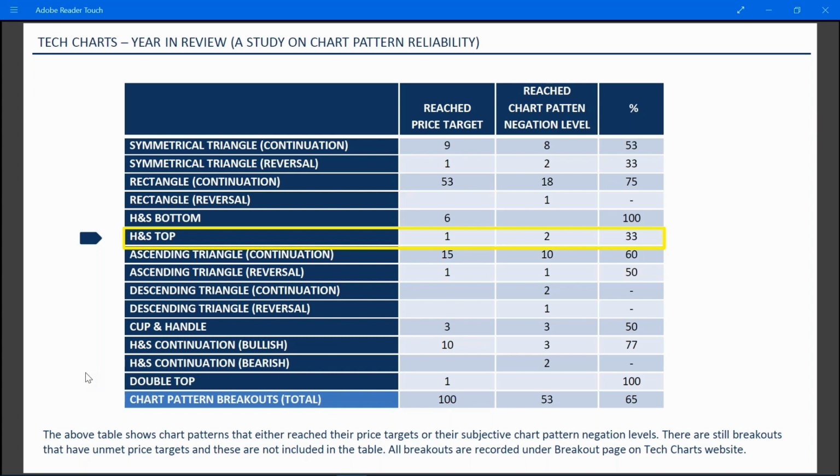But compare this with the rectangle. Obviously, the numbers are much more with rectangle. That's why this is an evolving study, and I hope to compile more data going forward over the several years, and hopefully it will become the library of the study on chart pattern reliability. So it will be a go-to place to see the statistics of the chart pattern reliability in the future.